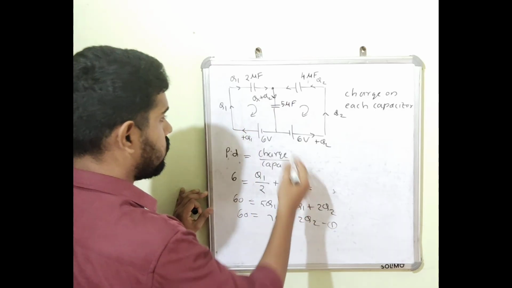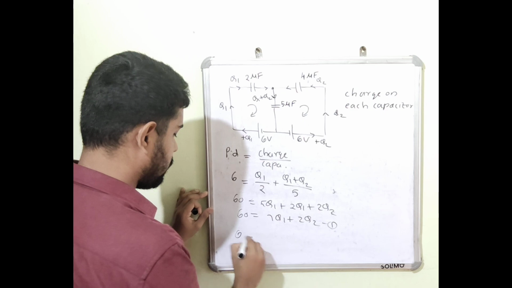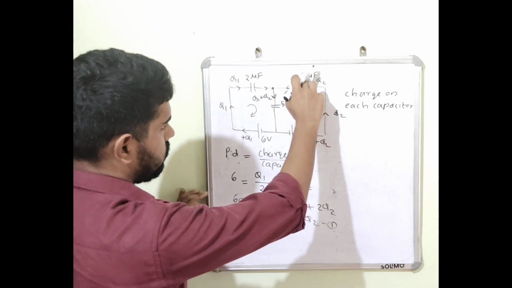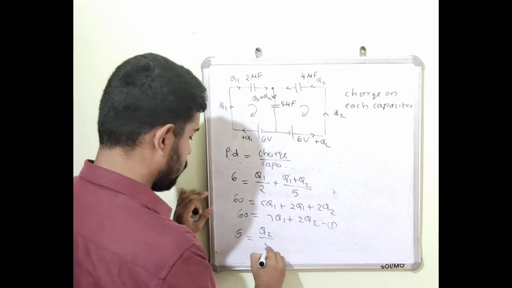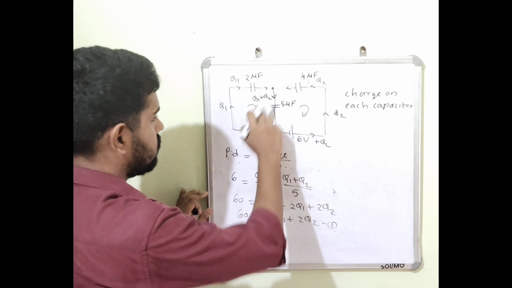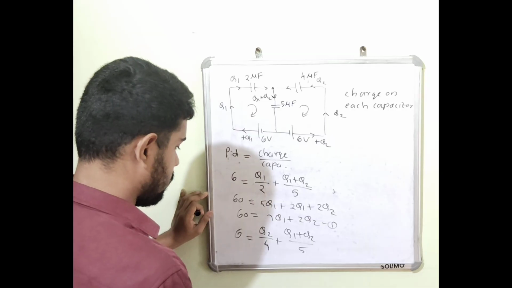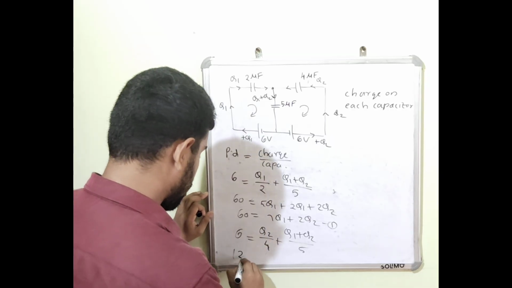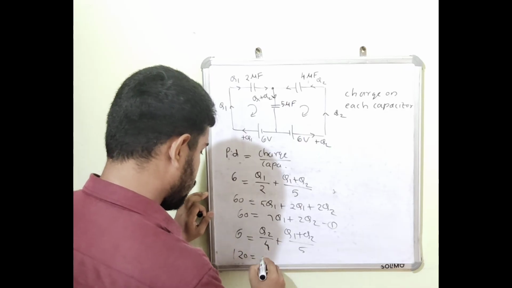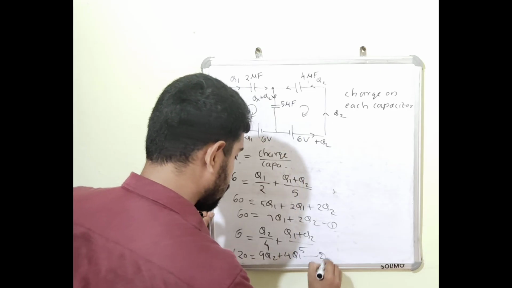So then we have to take this another loop. Again, remember this formula, potential difference is 6. Then going this direction, our charge is q2 and capacitance is 4. So q2 by 4. Add, the next is 5 microfarad capacitance and the charge is q1 plus q2. So q1 plus q2 by 5. So again, taking LCM or cross multiplication, we get 120 equal to 9q2 plus 4q1. This is our second equation.